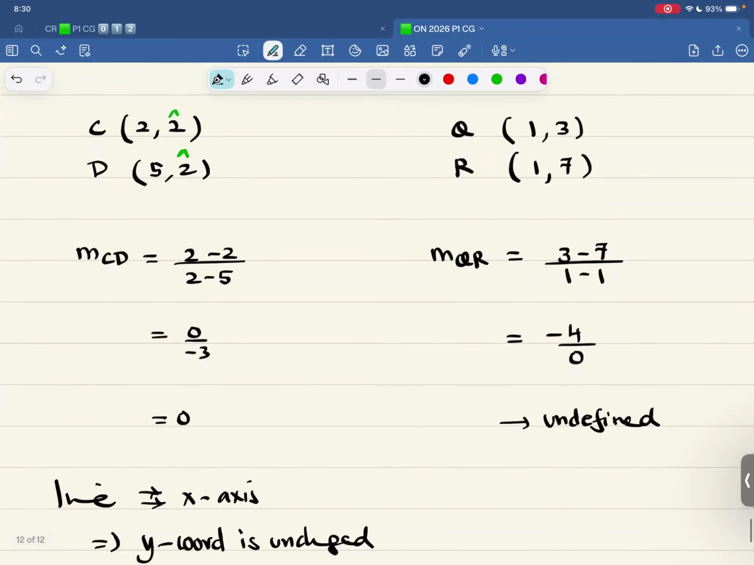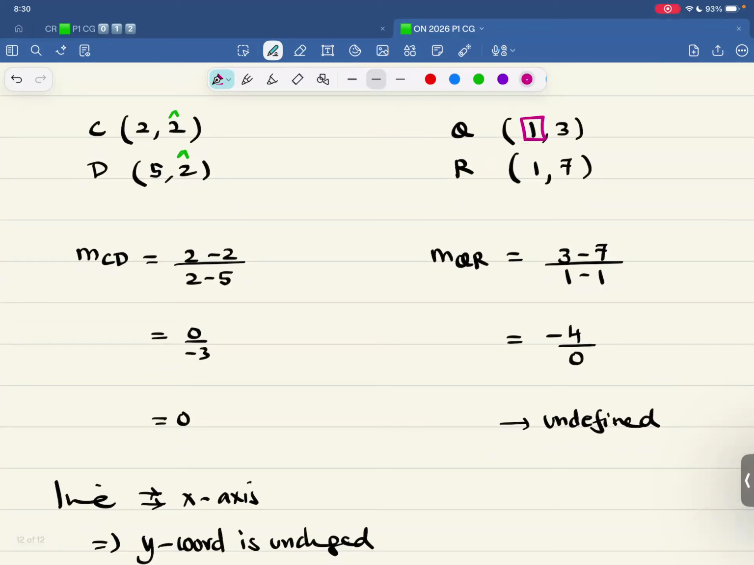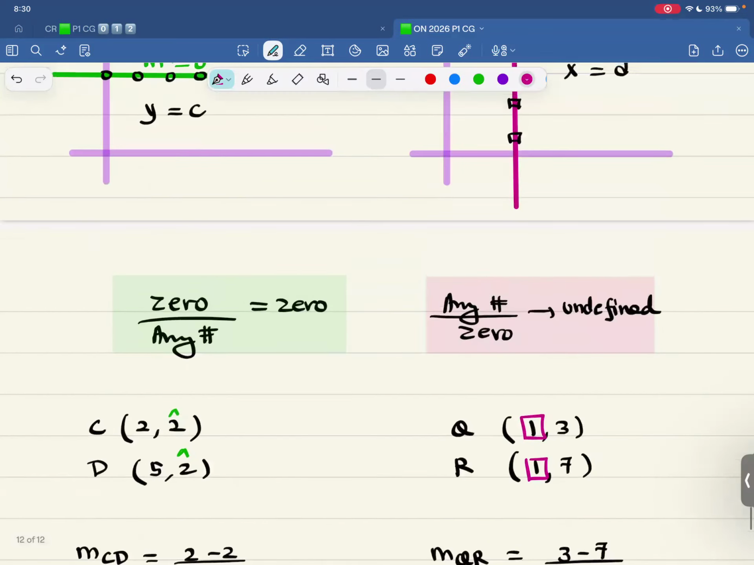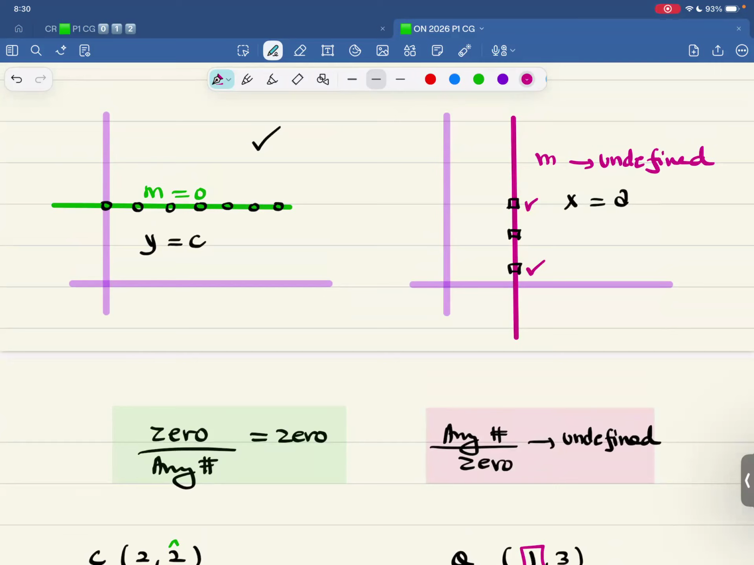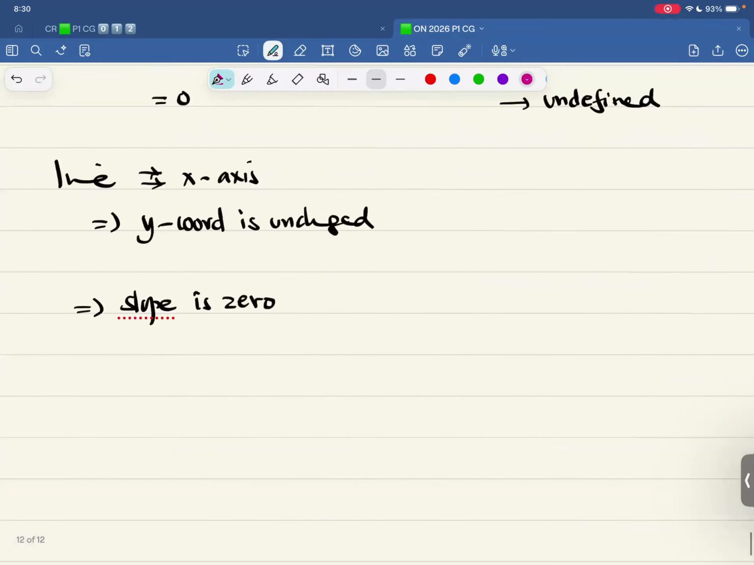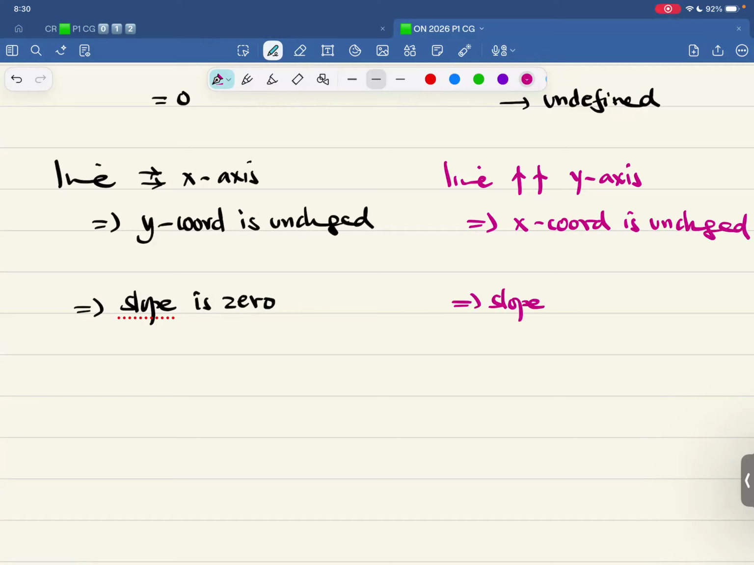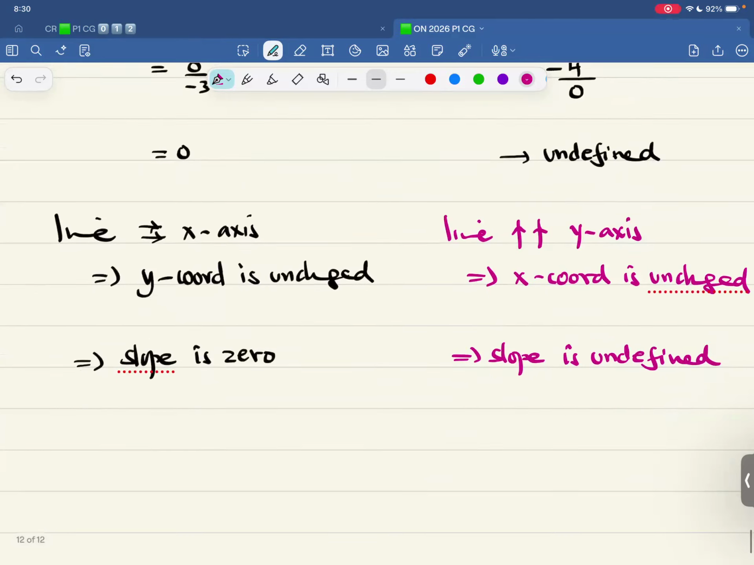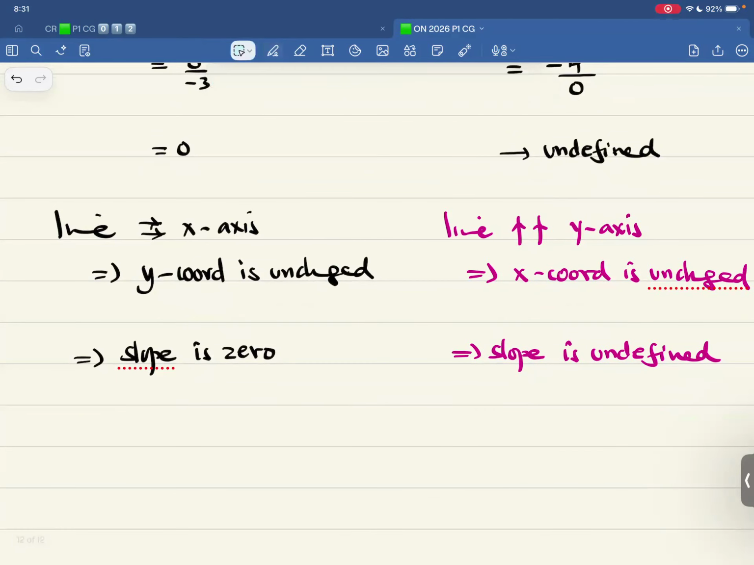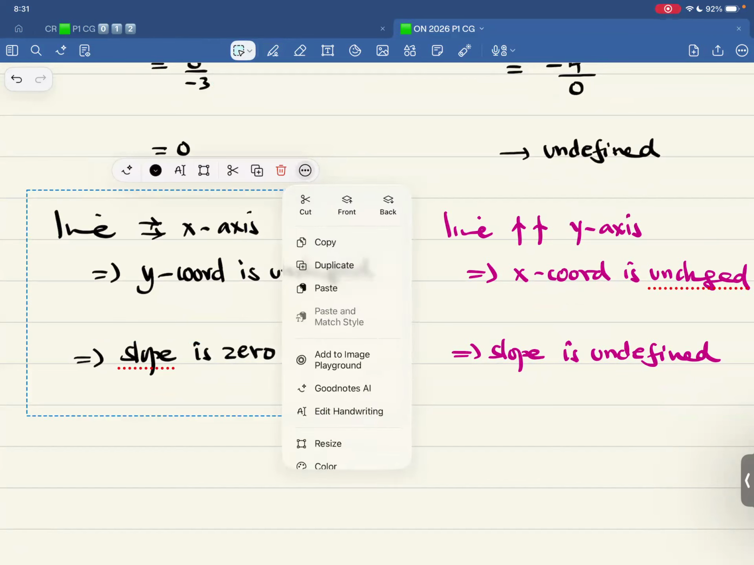So now over here, which coordinate is unchanged? The x coordinate remains unchanged: (1, 3), (1, 7). So we will write this: line parallel to the y-axis. The x coordinate is unchanged. Therefore, the slope is undefined. Okay, so now let me just copy this and change the color.